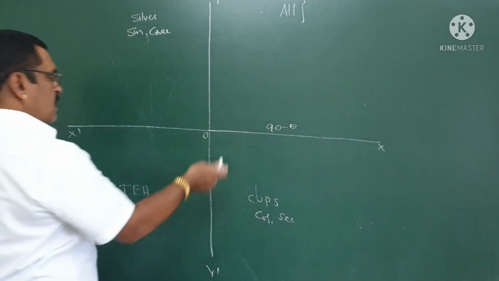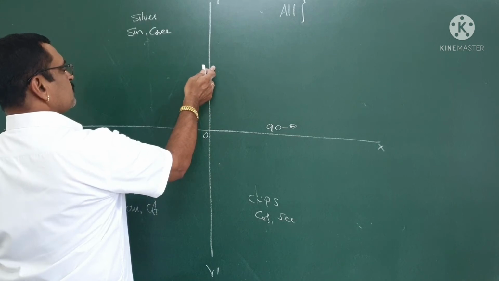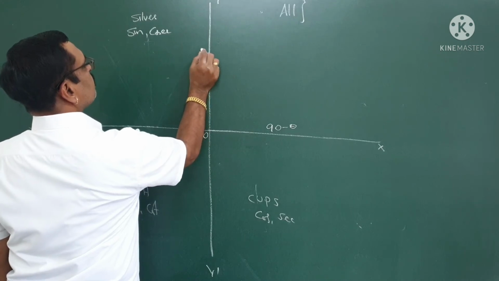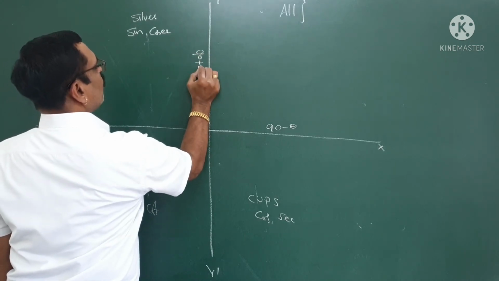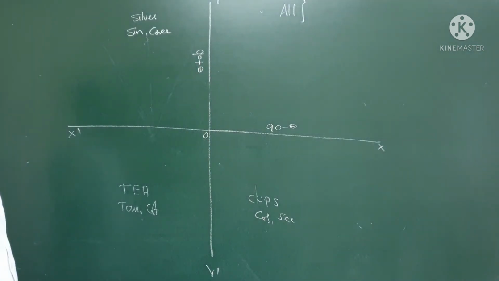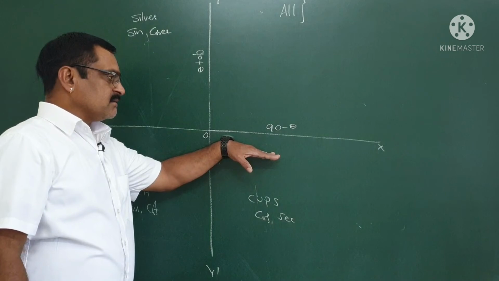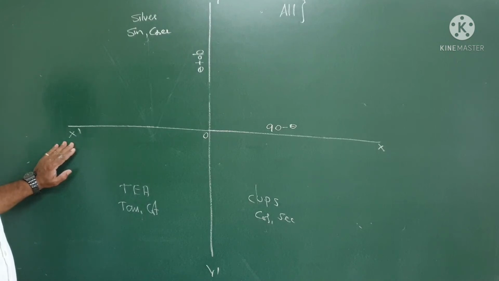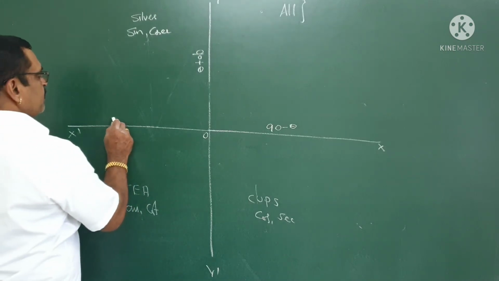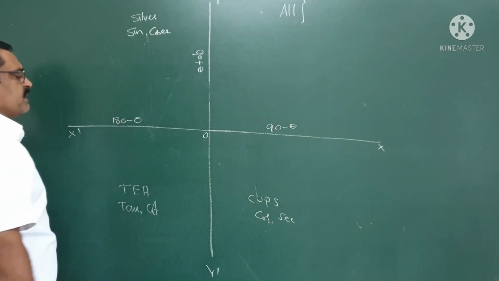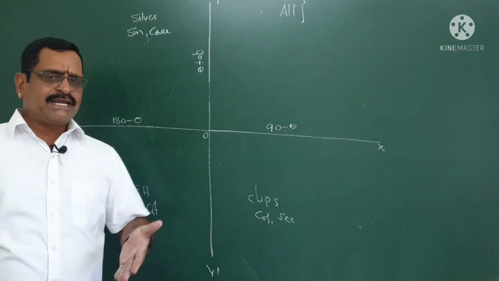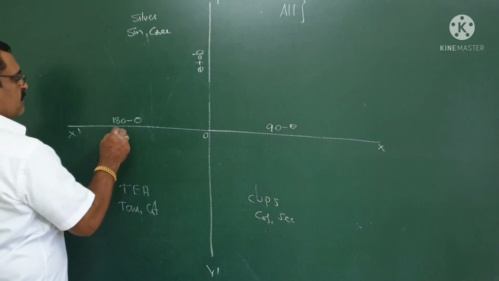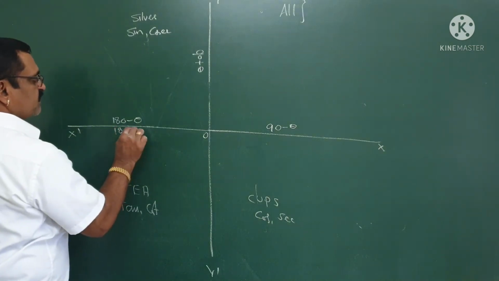When you cross OY, the angle will become 90 plus theta. Why? Because it is more than 90 degrees. Now, if we take any line between OY and OX prime, that is definitely less than 180. So that is denoted by 180 minus theta. So 180 minus theta represents a line between OY and OX prime. Once you cross this one, the angle will become 180 plus theta.